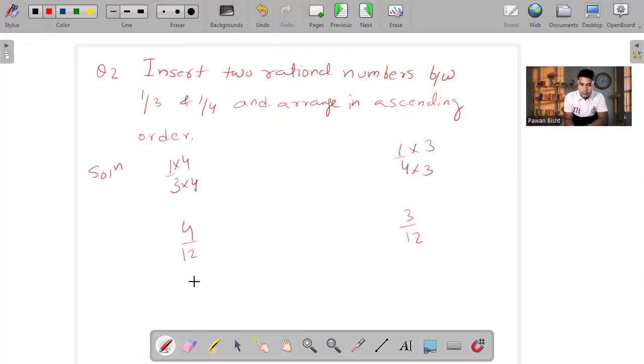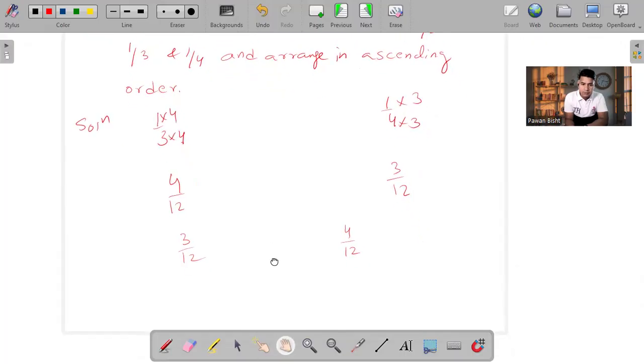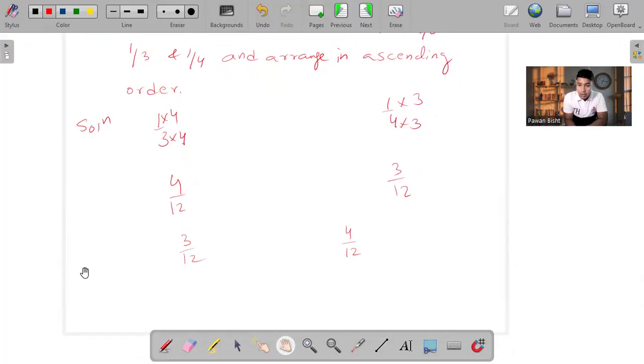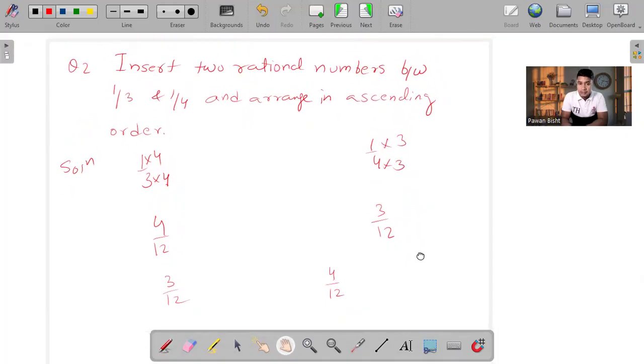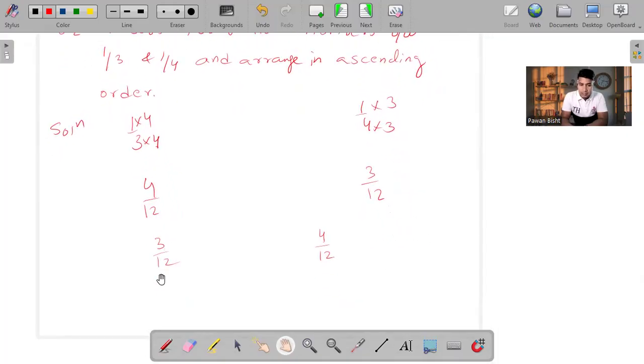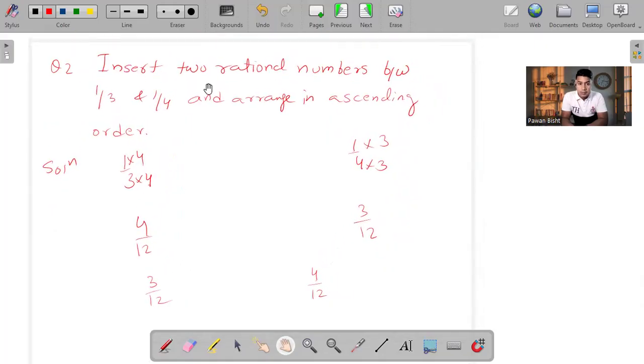Okay. So we have to insert two numbers between 3 upon 12 and 4 upon 12. Now you must be thinking how I can insert two numbers between 3 upon 12 and 4 upon 12, because they are just one after the other, right? Whenever you have this type of situation, listen carefully, when the denominator is the same and in the numerator the numbers are one after the other, how many numbers do you have to insert? Two, right?